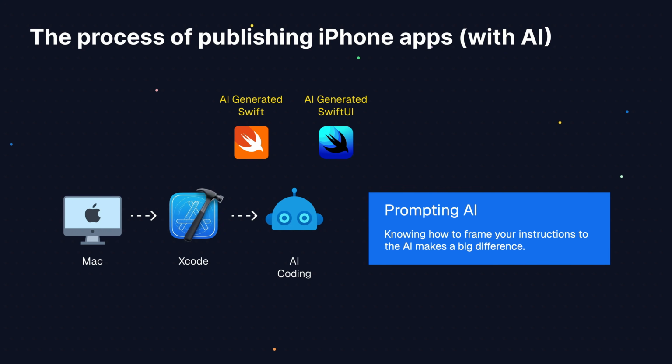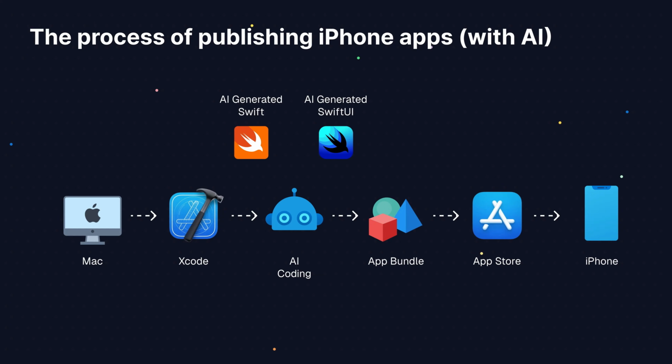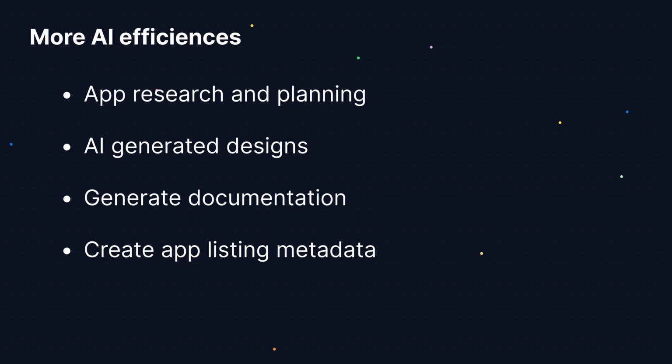Now, the really tricky part working with AI is describing what you want accurately, but we're going to get to that later on. Now, after AI generates your code, the rest of the process is the same. You're still going to have to compile the code into a bundle and submit that bundle into the App Store. Aside from the coding part, AI can help us in other ways, such as doing app research and planning our app, using AI to generate the design, using AI to produce documentation for the app, using AI to generate app listing descriptions and metadata. Overall, AI helps us speed up our workflow significantly if we know how to use it well.